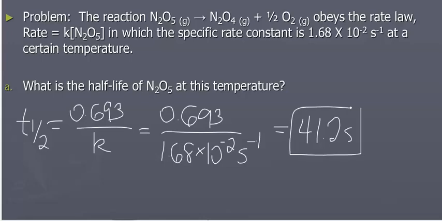So every 41.2 seconds, what this means is the concentration of N2O5 goes down by half. So if I start with 1 molar, after 41.2 seconds, it's 0.5 molar. After another 41.2 seconds, it's 0.25 molar, and so forth.